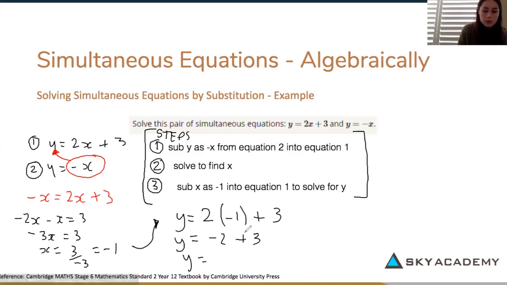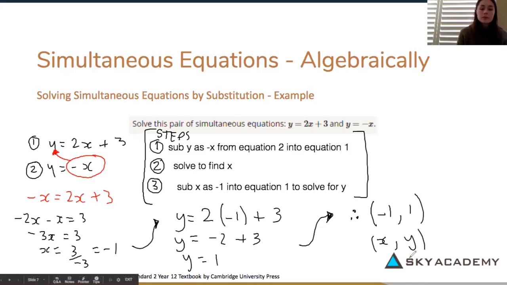And so then finally, I'm going to write my answer. So the point of intersection, or my solving simultaneously, results in the answer -1 for my x and 1 for my y. So that's how you solve by substitution. I'll just quickly go over how I did it, and I'll highlight each step. So step 1 was sub y as -x from equation 2 into equation 1.